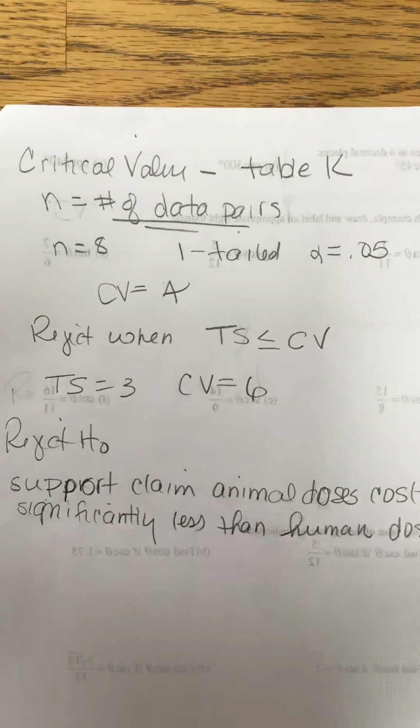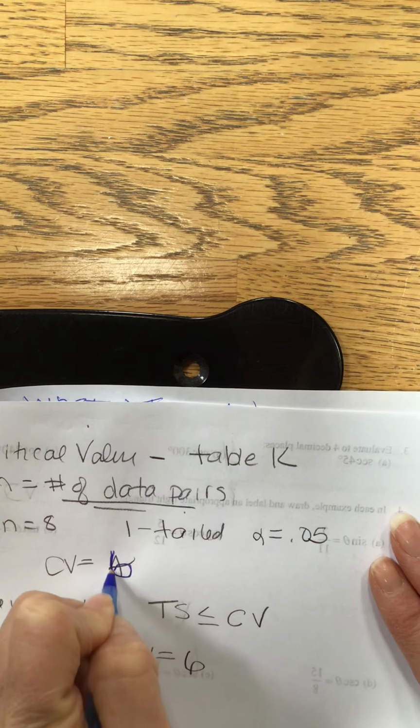I'm looking for my pencil, which appears to have disappeared. So I'm just going to make this a 6. This is a 6. And you'll see in a second why I read the table wrong.